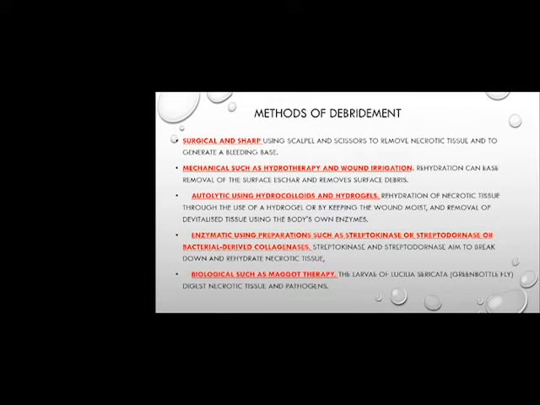And so, methods of debridement: they might use sharp or surgical debridement. They might use mechanical methods such as hydrotherapy and wound irrigation. They might use some medications such as hydrocolloids. They might use enzymatic preparations, and they may even use such things as maggots, which are basically larvae of a green bottle fly, to help do the debridement.